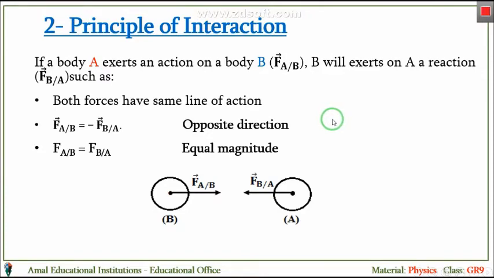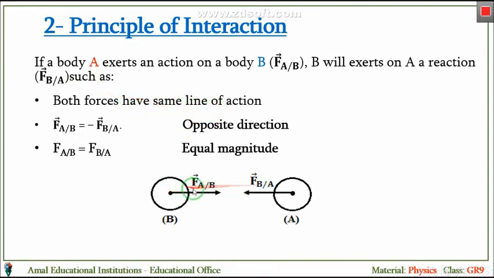Now, we are going to talk about the principle of interaction. The principle of interaction states that if an object A exerts on an object B a force F A on B, which means the force done by body A on body B, then body B will exert on A a reaction force, which is the force done by body B on body A, such that both forces have the same line of action, as shown in the following figure.